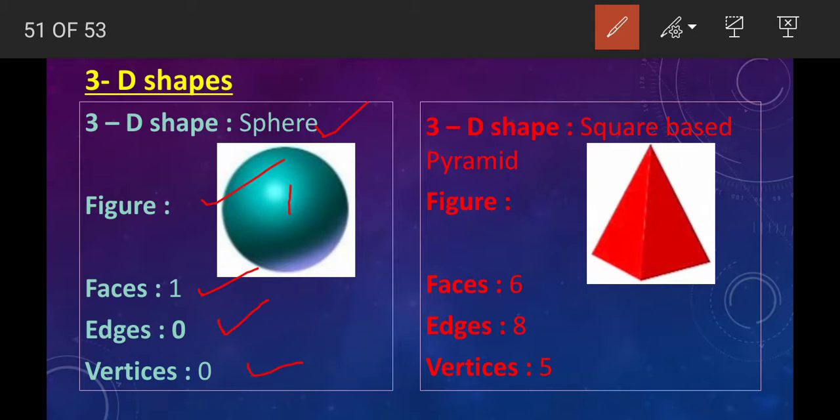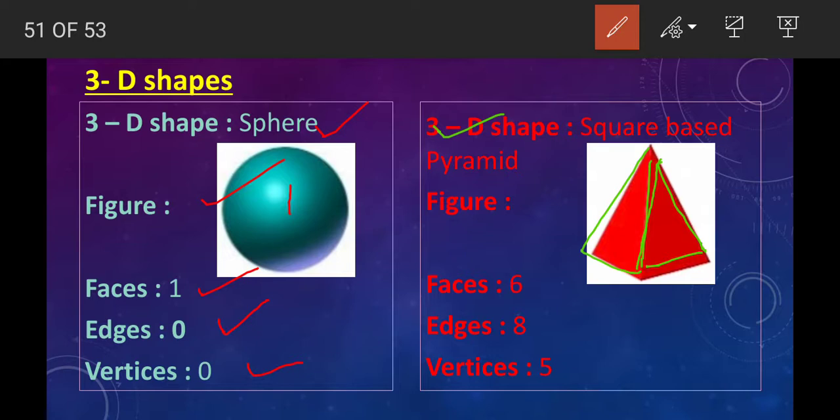Our next 3D shape is the square base pyramid. A pyramid means the side faces are triangular in shape and the bottom is a square. Here the bottom is a square and the side faces are triangular.